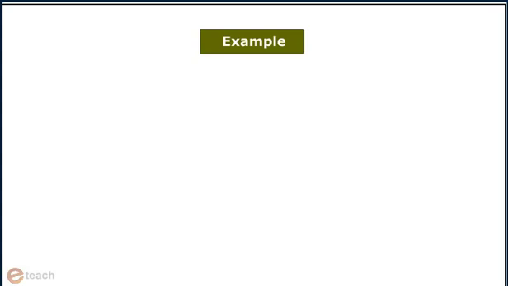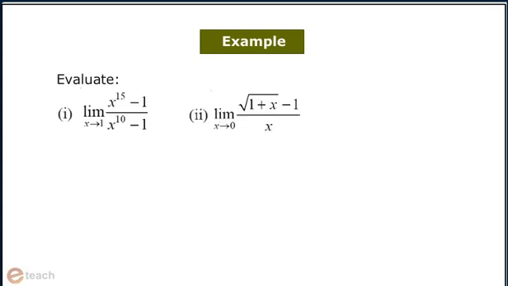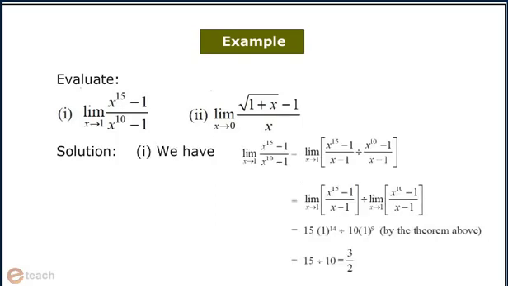Let's take an example. We have to evaluate the following limits. Solution. Number 1. We have limit x tending to 1, x to the power 15 minus 1 divided by x to the power 10 minus 1. Dividing x minus 1 from both the numerator and the denominator, then using the theorems learnt and then finally putting x equals to 1 followed by simplification, we get 15 divided by 10 equals 3 by 2.